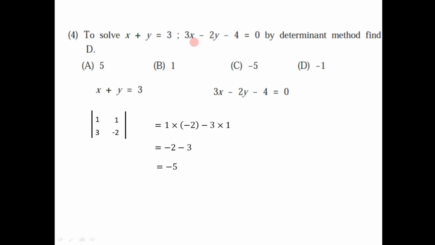So this is the value of D to solve these two simultaneous equations by the determinant method. This minus 5 is the alternative at option C. That's why C is the correct alternative. So this is how we can solve multiple choice questions from the topic linear equations in two variables.